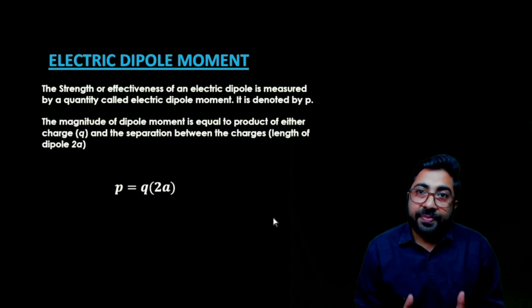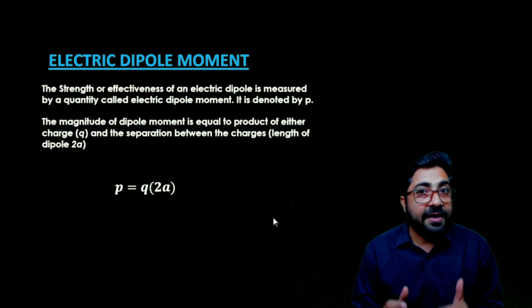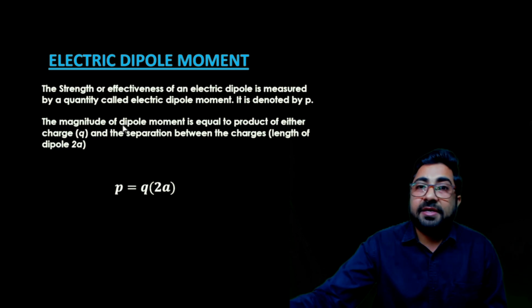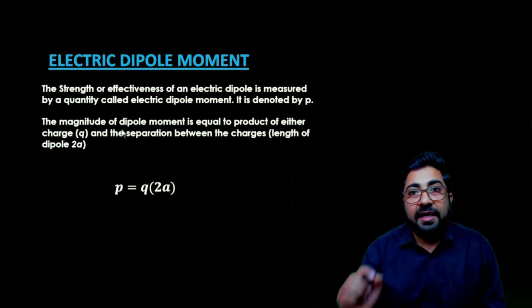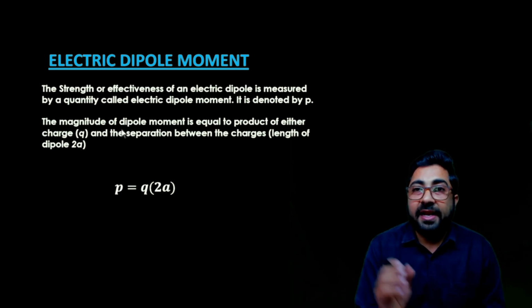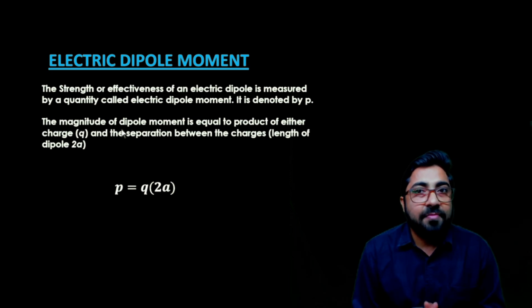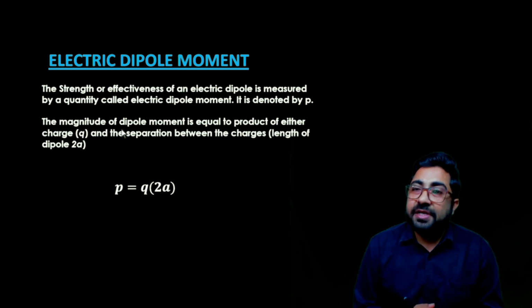The strength or the effectiveness of electrical dipole system is measured by a quantity. That quantity is known as electrical dipole moment or electric dipole moment. This quantity is represented by the letter P and it is a vector quantity.